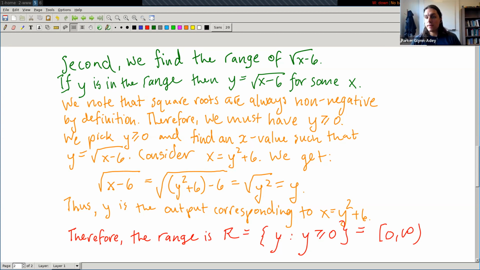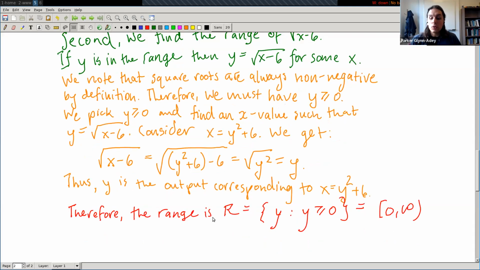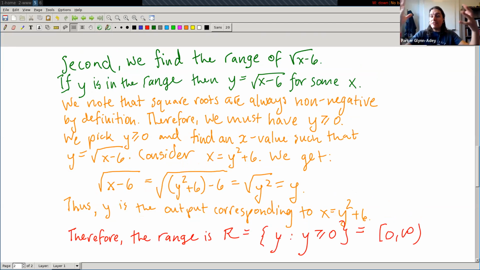That's beautiful. That does exactly the thing that we needed it to do. Thus, y is the output corresponding to the input. So we wind up with a range. Any value y greater than or equal to 0 occurs in our range. We write that out because we found an input for every single one of those outputs. Perfect. So there's a solution.